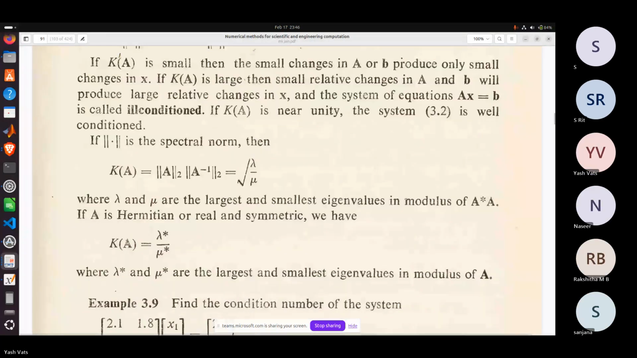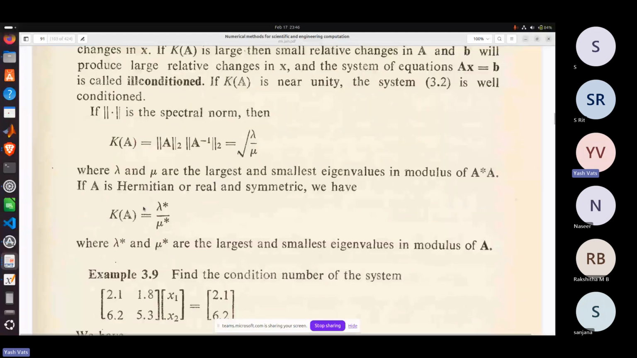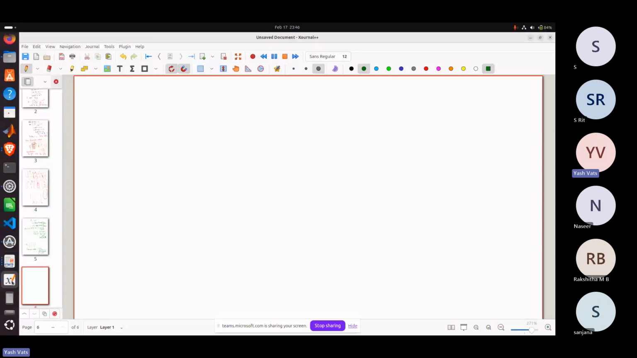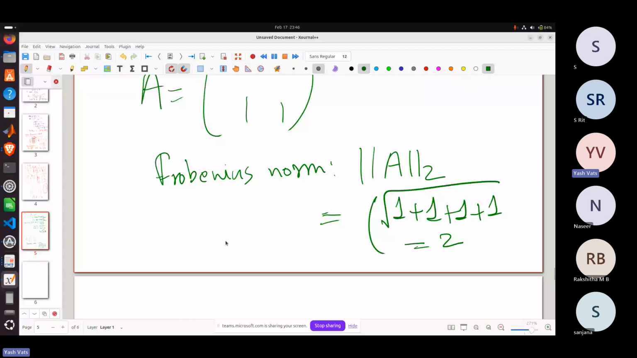In most of the questions, you will see that they try to find what is called the condition number, and it is just norm A2 times norm A inverse 2, which is the square root of lambda by mu, where lambda and mu are the largest and smallest eigenvalues in modulus of A star A. So if you have to find the condition number of a matrix, just try to find the norm 2. What I've discussed here is not norm 2 actually, it's a different one.